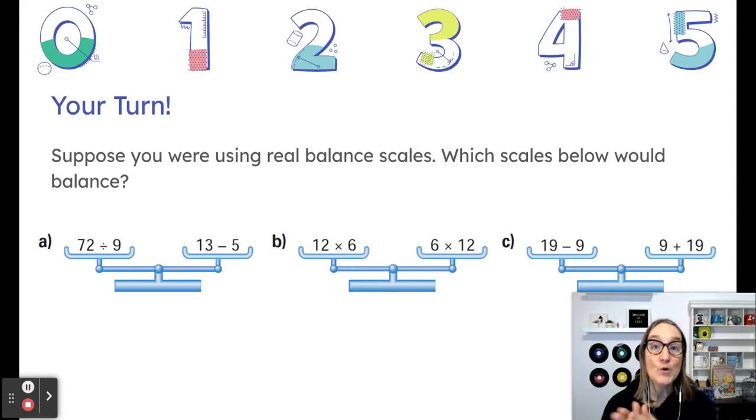The expressions in both pans on scale A are equivalent to 8, so it's balanced. And we can use the commutative property to tell us that scale B is balanced, or we could work out the product in both pans is 72, and so they're equal. And the pans on scale C are not equivalent. 19 minus 9 equals 10, whereas 9 plus 19 equals 28. 10 and 28 are very different numbers.